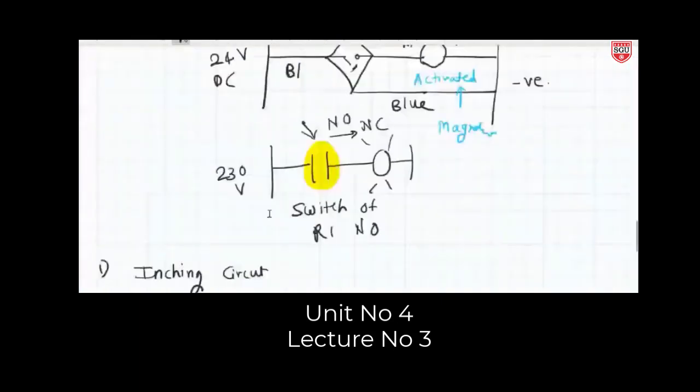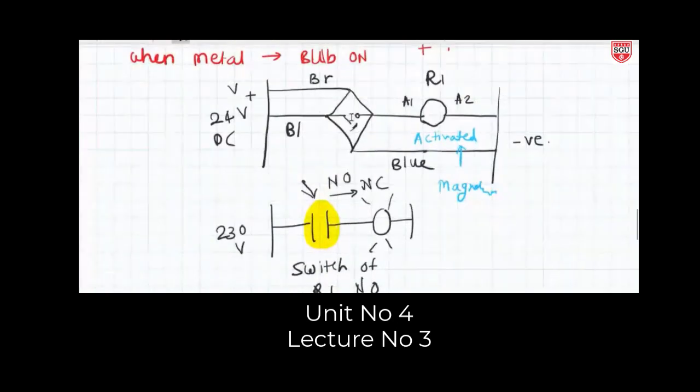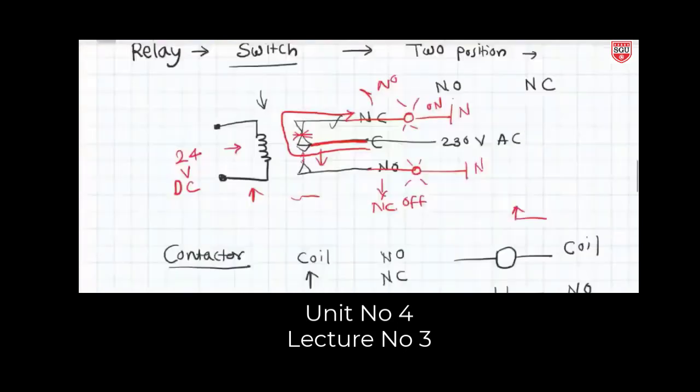Previously, what is happening in this problem: when there is no metal in front of the sensor, at that time the coil is deactivated. When that coil is deactivated, it switches. You can see these are the switches. These two switches are in their original position.